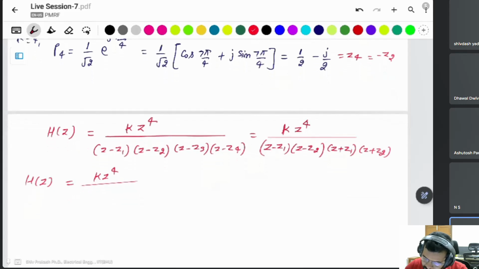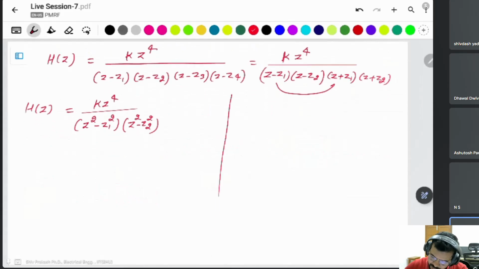Okay, these two you can write as a minus b, a plus b. It means z square minus z1 square. Same thing, this two is z minus z2, a plus b, a minus b, so z square minus z2 square. Then you have to find z1 square and z2 square. After that you have to put in the values here. I write, calculate here.